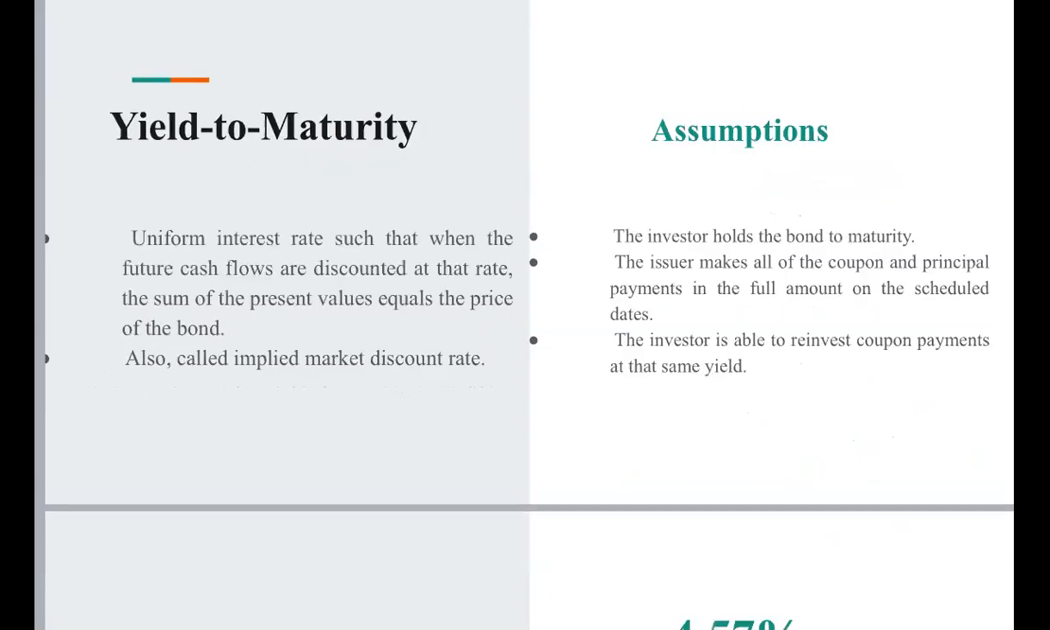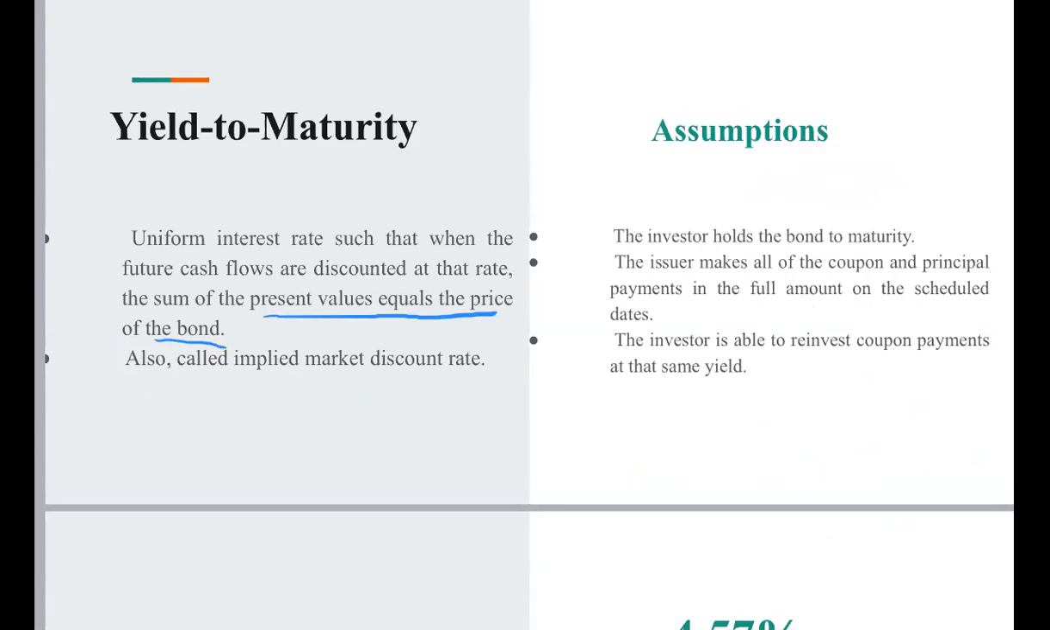The next concept is yield to maturity. Yield to maturity is the internal rate of return of a bond. It is the uniform interest rate such that when the future cash flows are discounted at this rate, the sum of the present values equals the price of the bond. Yield to maturity is also called the implied discount rate.